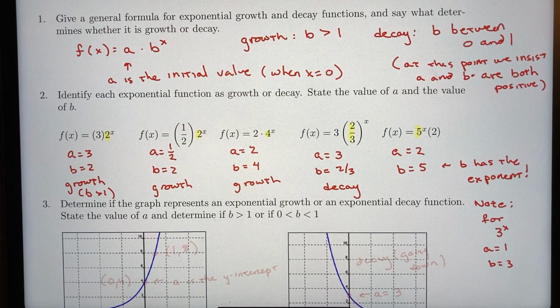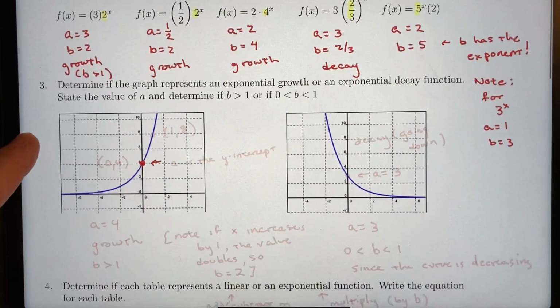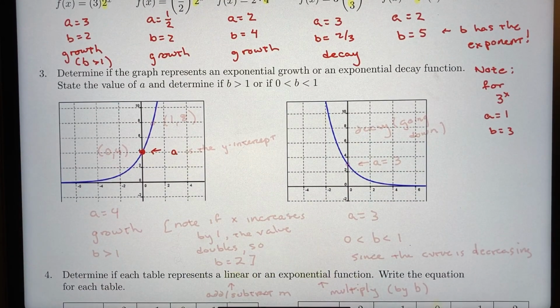Okay, so for this one, we can actually tell what b is if we're really careful about looking, but a is really easy to tell. A is the initial value. So a is 4. This one is a growth function. And in fact, I'm going to just say that this particular one goes through 0, 4, but then it also goes through 1, 8.